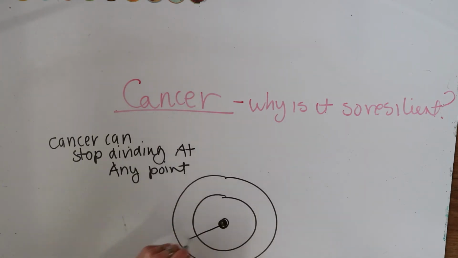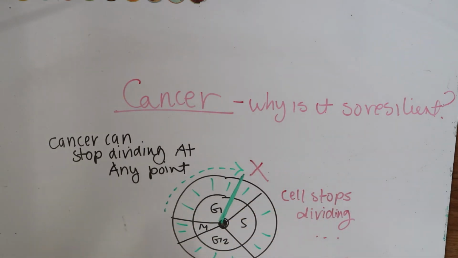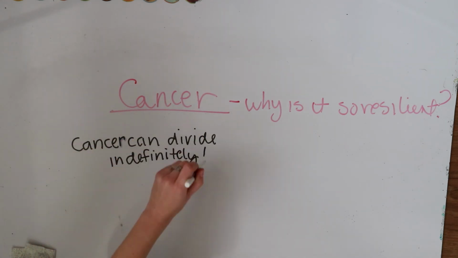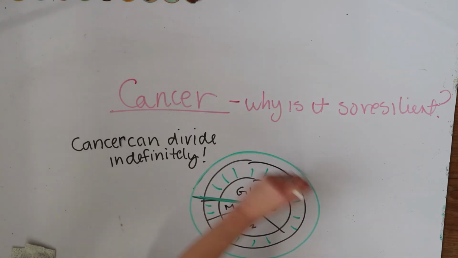Also, cancer cells are known to stop dividing at random points in the cycle. And they can also go on dividing indefinitely, disregarding all stop signals from the cell's control system.